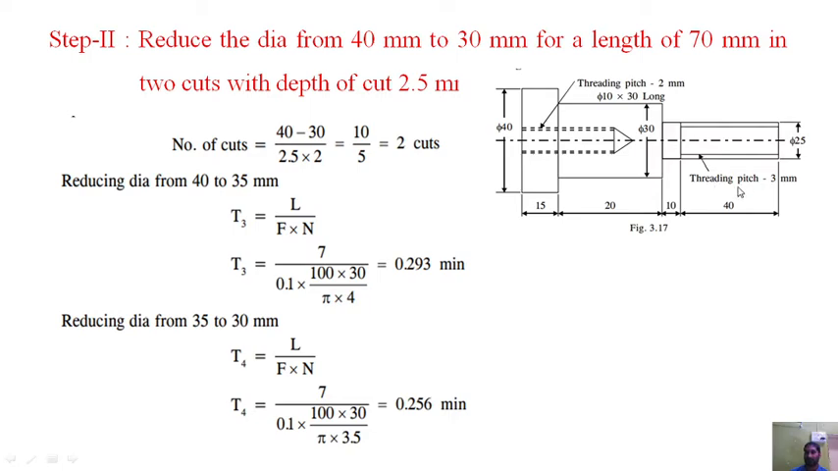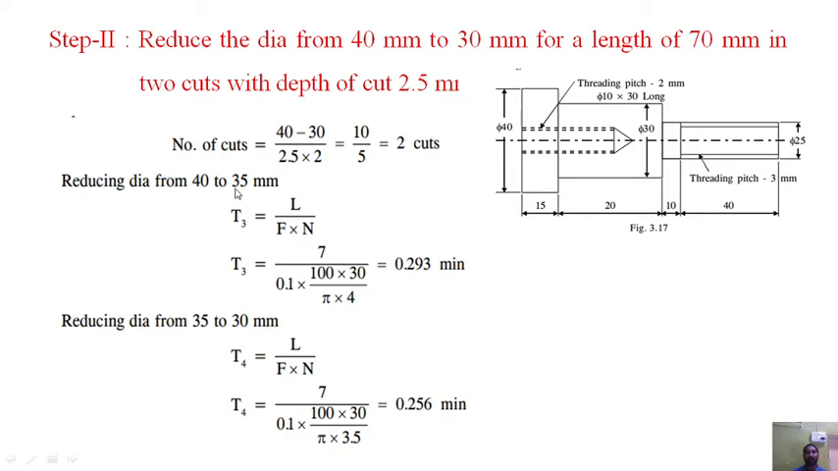Including this, you have to first initially turn all these things. So total length for 30 mm dia is 40 plus 10, 50 plus 20, 70. Now you have to turn from dia 40 to 30 mm. It is not possible in one cut. So 10 mm is there, so diametrically it will cut 5 mm. So that means two cuts are required. So in the first cut you have to reduce 40 mm dia to 35, and after that you have to reduce it 35 to 30 mm in two steps.